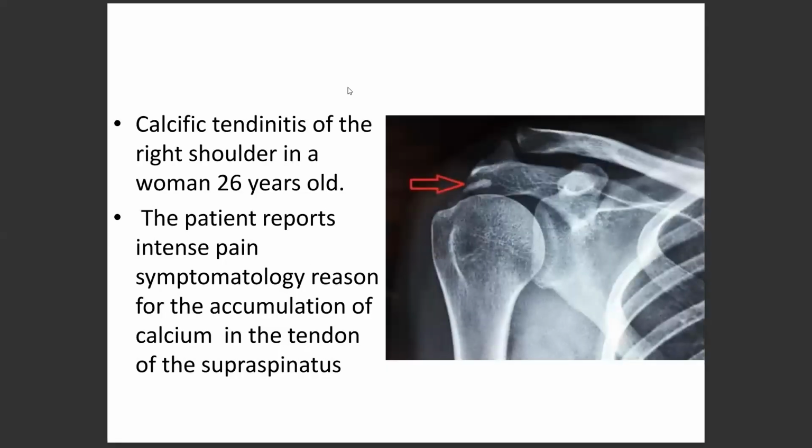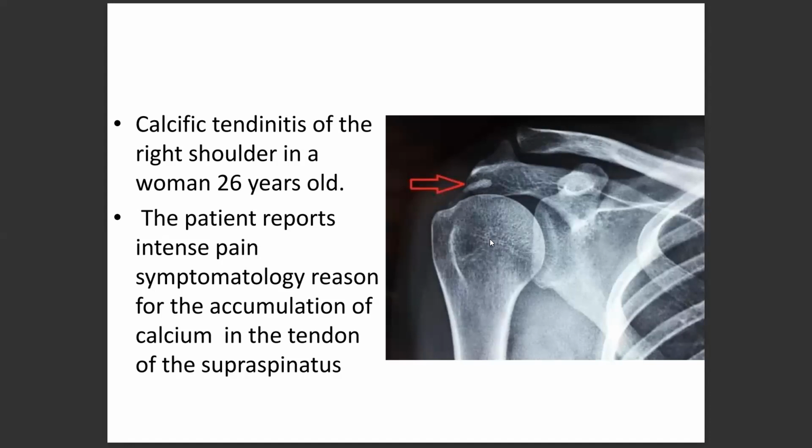Sometimes, in a chronic case of subacromial impingement, the tendon of the supraspinatus may be present with some whiteness on the radiograph. That whiteness and brightness on the radiograph is just because of calcification in that tendon. Sometimes this calcification may cause inflammation of the tendon, which is termed calcific tendonitis.